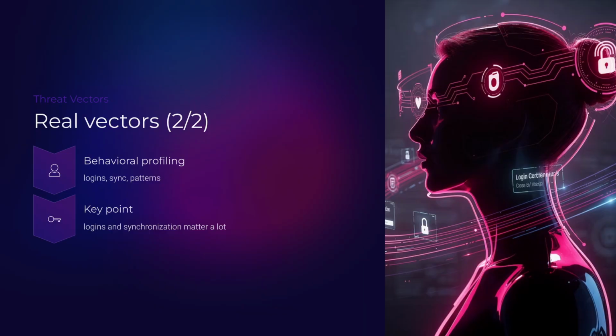3.4 Behavioral profiling. Profiles aren't built only with cookies. They also use logins, accounts, cross-device sync, browsing patterns, cross-service correlation. Typical mitigation: habits, separate profiles, avoid staying logged into everything, use containers/profiles where needed.